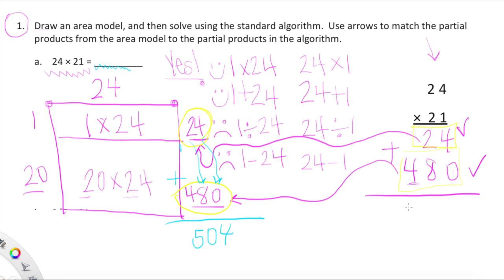Let's see if we get the same final product over here with our standard algorithm when I add together my 2 partial products. So we have 4 plus 0 is 4. 2 plus 8, thank you, Grayson, is 10. And then Katie, 1 plus 4, 5. Same number here and here. Yes, it all worked out.